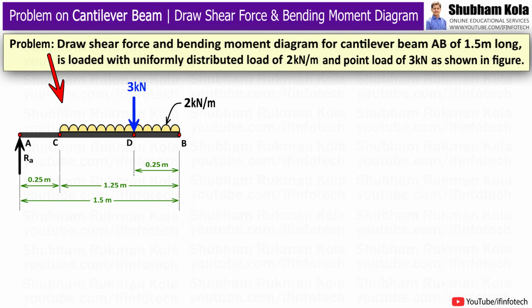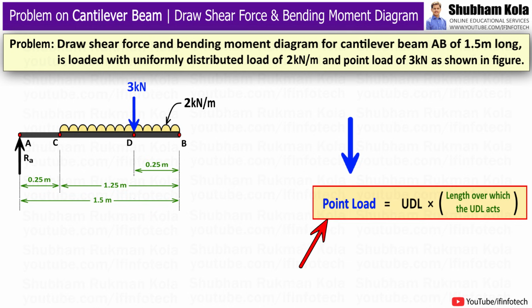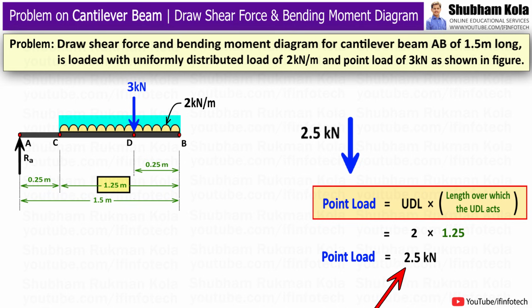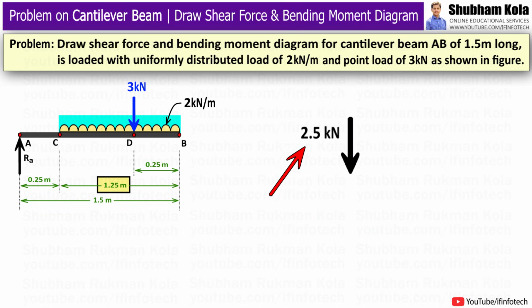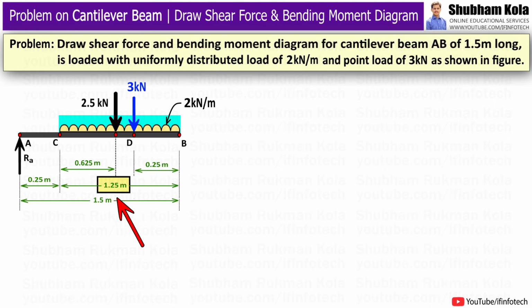Here first we have to convert this UDL into point load. So to convert this, I will multiply this UDL value, that is 2 kN per meter, with the length over which the UDL act, that is 1.25 meter. So here I will get the point load of 2.5 kN. Now this converted point load is act on the midpoint of length over which the UDL act.